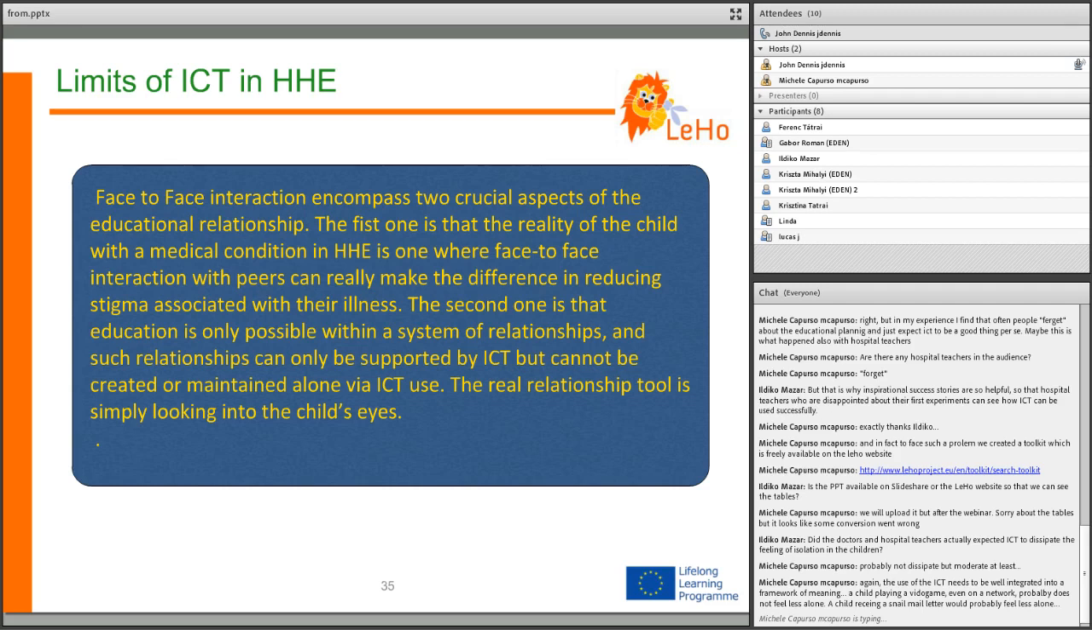help reduce that. The second thing is that education is a system of relations, and these relations can be supported by ICT, but obviously, they can't be replaced. They can't be replaced, and ICT alone cannot create these relationships.